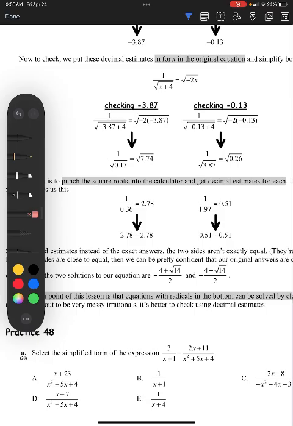All right, and that's the last one, and then the next thing would be the test. So go ahead and work through those and then try the test.